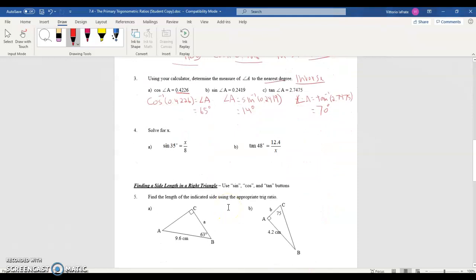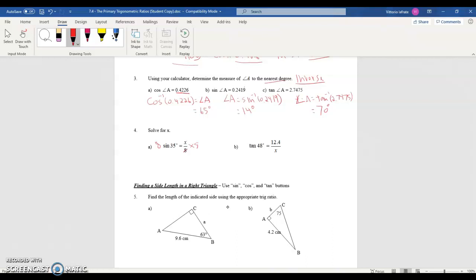So let's solve for x. Let's see how we could solve for x. So if I give you a situation like this where you have sine 35 is equal to x over 8. How could you find what the value of x is? Well, you're just going to do your inverse operations to find what your x is. You're going to isolate for x, in other words. So we'd like to multiply both sides by 8 because 8's in the denominator, so we multiply this side by 8 and this side by 8 as well.